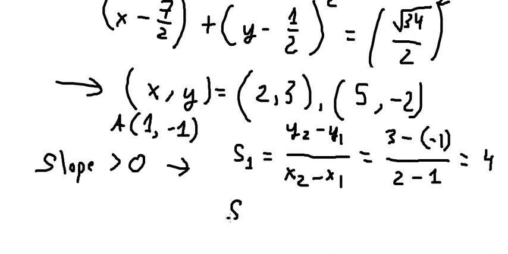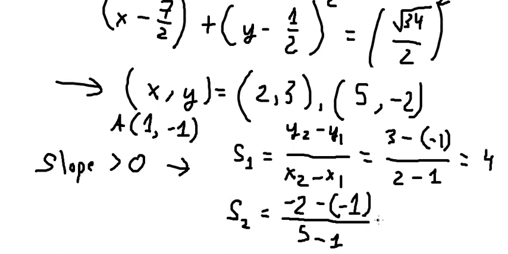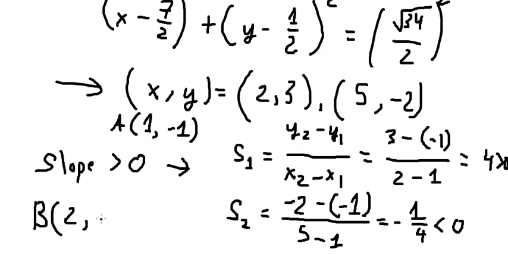Now let's go to the second point. So that should be 5. Negative 2 minus negative 1, and 5 minus 1. This one we have negative 1 over 4. So this is negative. The first one we have positive. So we need to select the point (2, 3), the final answer. That is (2, 3).